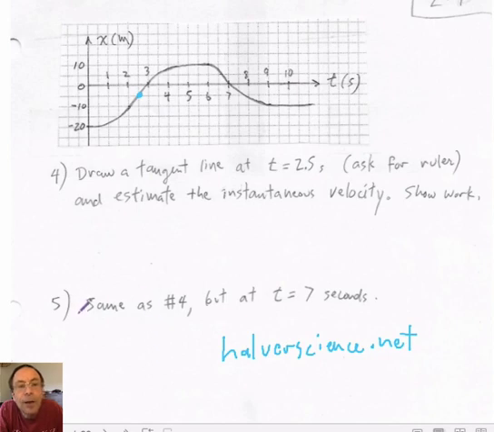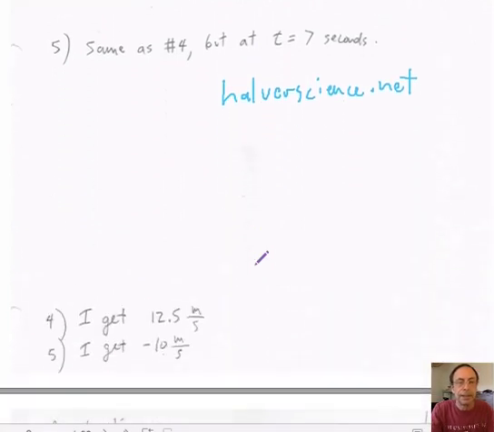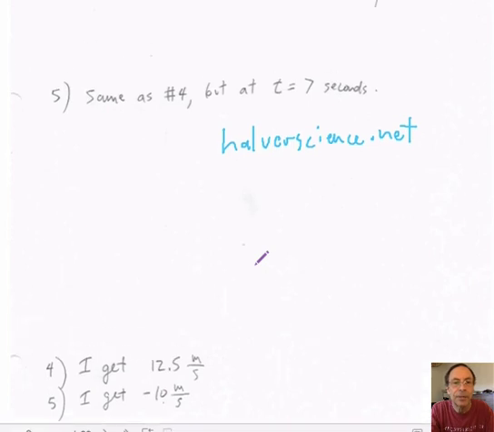Okay, problem number 5. Do the same as the previous question, but at 7 seconds. So what is the instantaneous velocity here? Okay, so here you're going to get 12.5 meters per second, roughly, for number 4, and you're going to get negative 10 meters per second, roughly, for number 5.